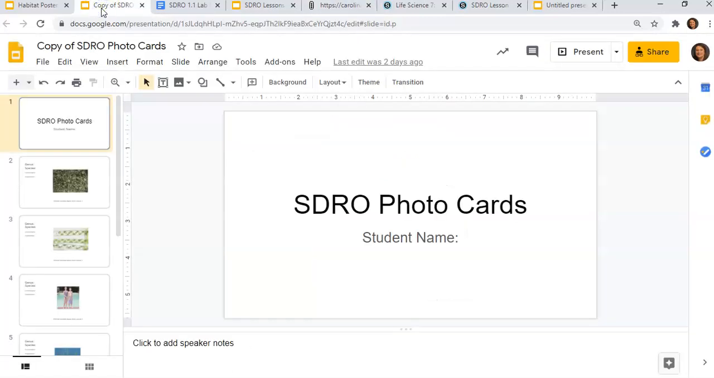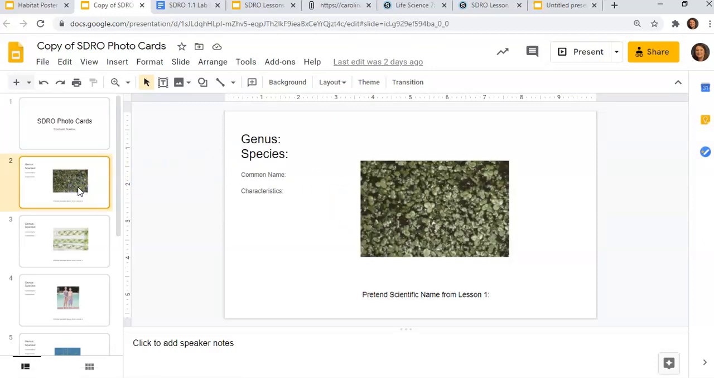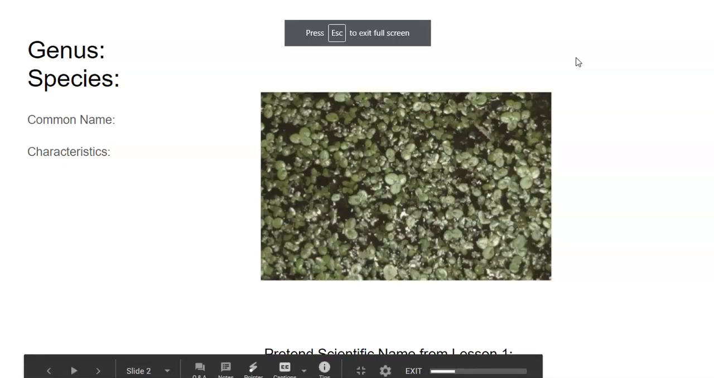And it will be a Google slideshow that looks like this. And within it, you will type in your name on your cards. And then you will go to each card and you will look at the picture. And right under here where it says characteristics, you will write down just a couple of characteristics about what you see in the picture. Now if I look closely at this picture right here, and I'm going to put it in present mode so you can see it bigger.